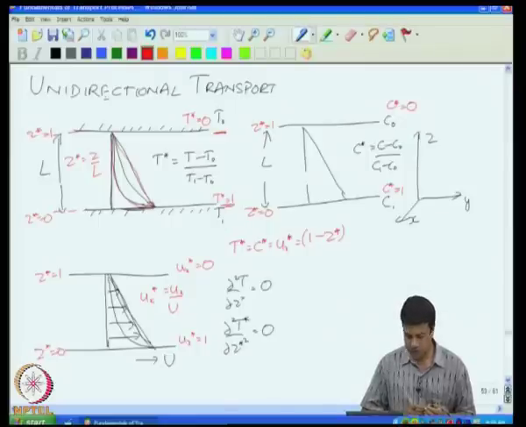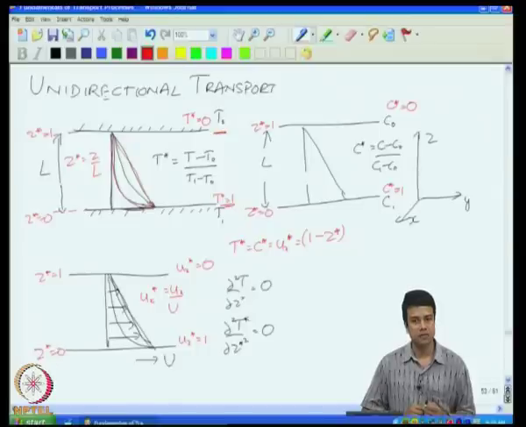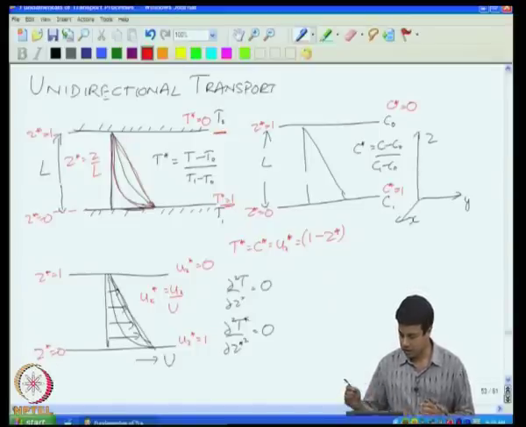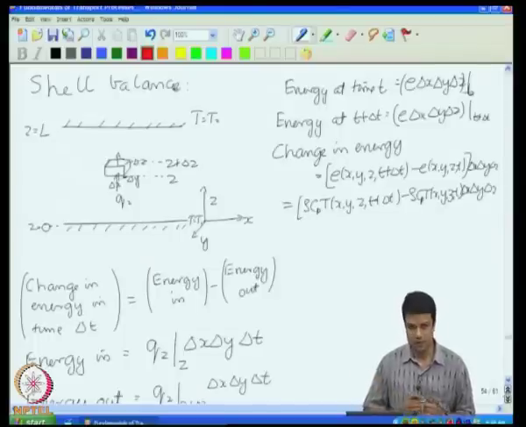We looked at a momentum transport problem. In this case, one plate is stationary, it has no velocity, the other plate is moving with a constant velocity. In the final steady state, of course, the velocity profile is linear, and the momentum flux or the shear stress is going to be a constant throughout. But we also want to look at what happens when there is a variation in time, and that was the purpose why we started looking at what are called shell balances.